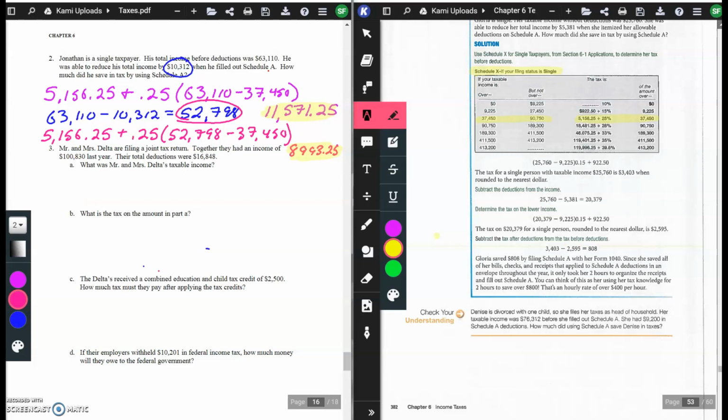when you subtract those two, so 11,571.25 minus 8,993.25, let's subtract them. You get a total savings of $2,578 worth of saving. So you're again just figuring out two different taxes, how much you're going to save.